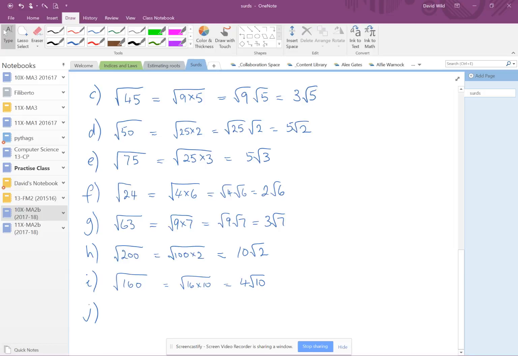And then root 160 is 16 tens. Root 16 is 4, so 4 root 10. Did anyone not manage to get all of those right? Okay, great.